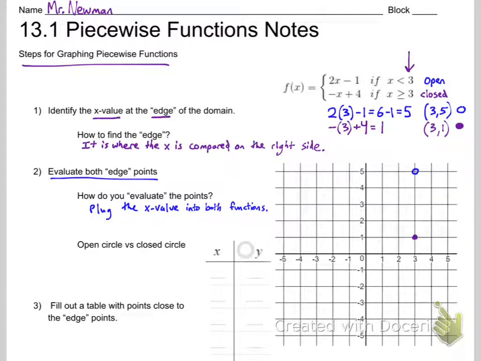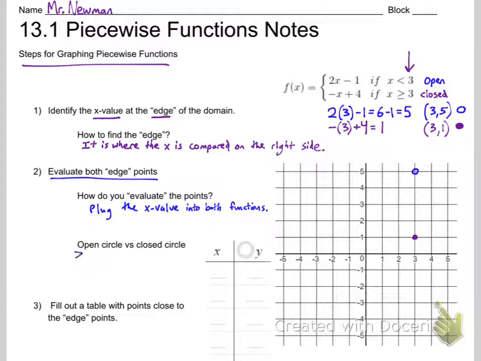Now, before we go much further, I have to ask, is this a function? In other words, does it pass the vertical line test? The answer is yes, because only one of those 2 points is filled in. The other one is open or empty. That means that we still have a function.